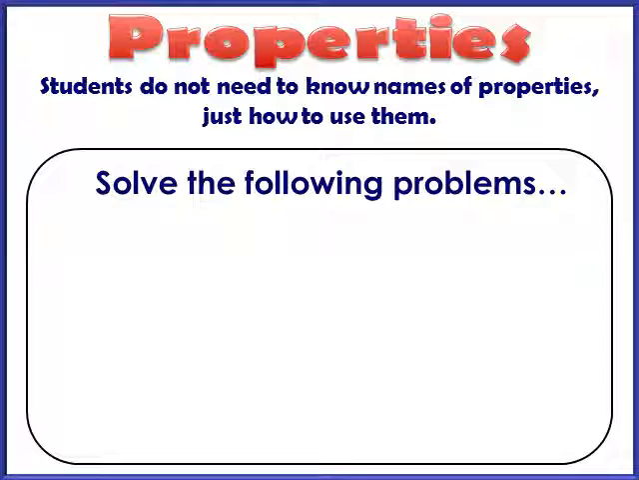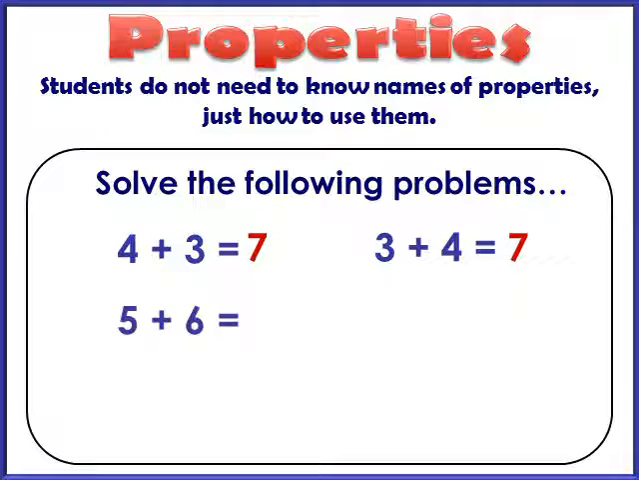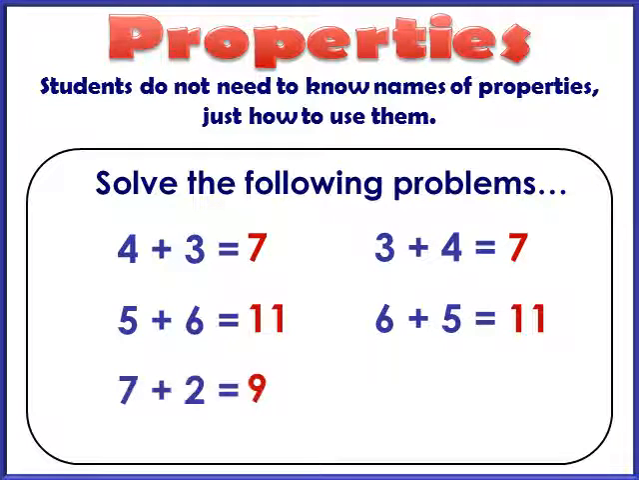So just noticing when they happen, and then using those properties to take shortcuts and help them solve problems. What you could do is ask students to solve the following two problems: 4 plus 3, and then 3 plus 4. And the teacher might say, oh, look at that, same answer for both of those. Let's move on to another example. 5 plus 6, and then 6 plus 5. And the teacher says, well, that's a coincidence. Okay, let's do another example. 7 plus 2, 2 plus 7.